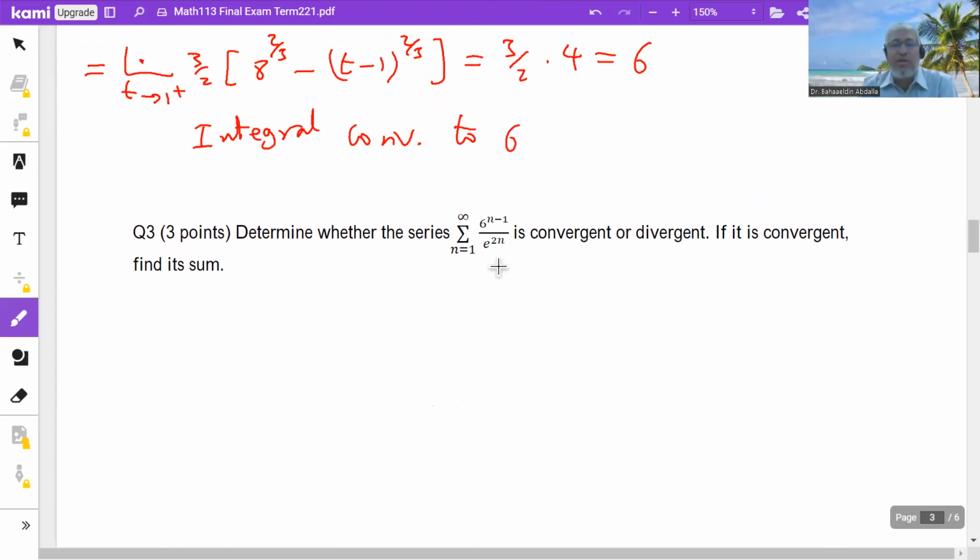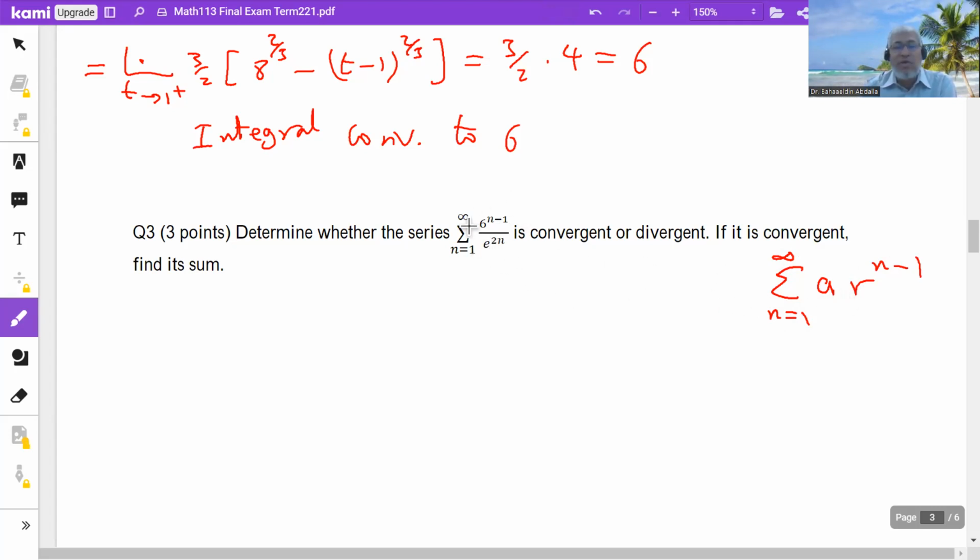It's clear that this must be a geometric series. The form for a geometric series, when n from 1 to infinity of a r raised to the power n minus 1. That's the form. I need to find a and r. So I need to write the series in this form. This is one way. So I have 6 to the power n minus 1. That's good. But I have e to the power 2n. I need it to be n minus 1.